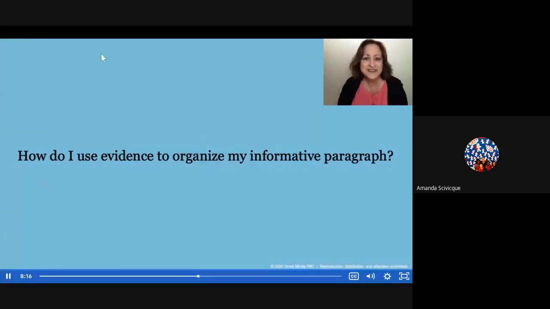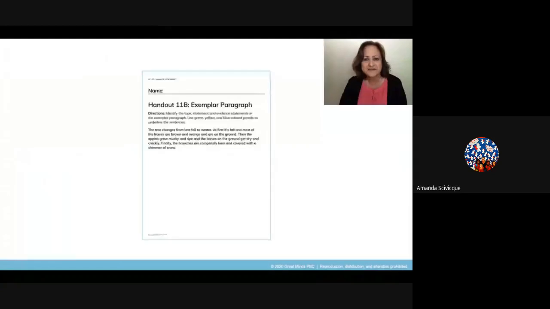You'll be learning how to use evidence in an informative paragraph. Please grab a clean copy of Handout 11B. A clean copy means that it doesn't have any markings on it yet. And please be sure to grab your pencil as well.